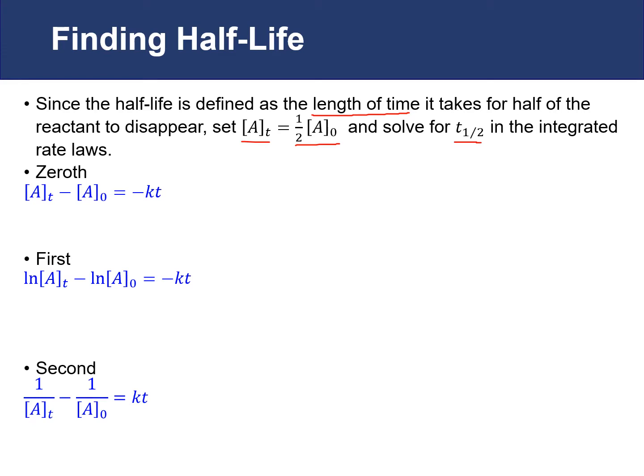So what we're going to do is take a look at our various examples. We'll take our A at time t, set that to 1/2 A0, and change our t to be t1/2. If we do that for our 0th order reaction, that would give us 1/2 A0 minus A0 is equal to minus k times t1/2. Okay, we can combine the left-hand side: 1/2 A0 minus A0 is negative 1/2 A0.